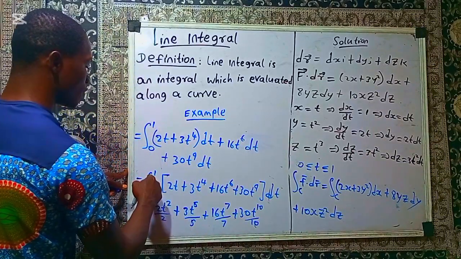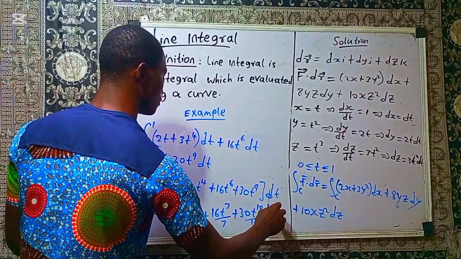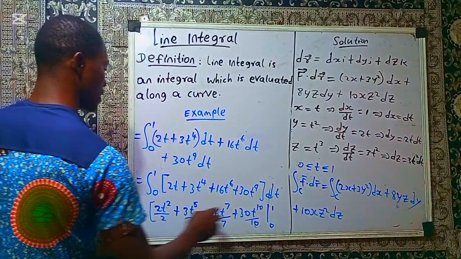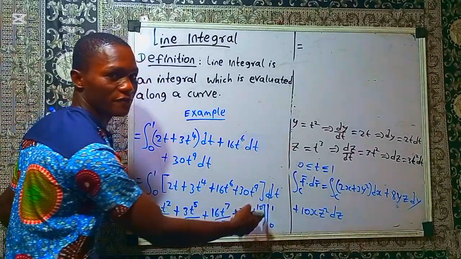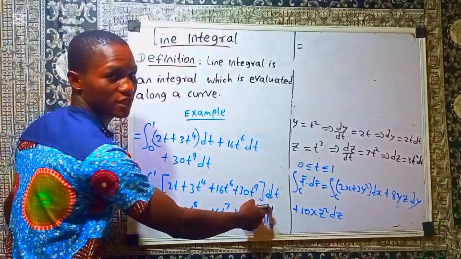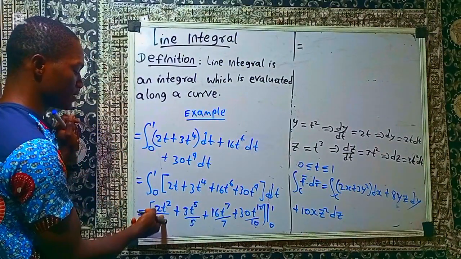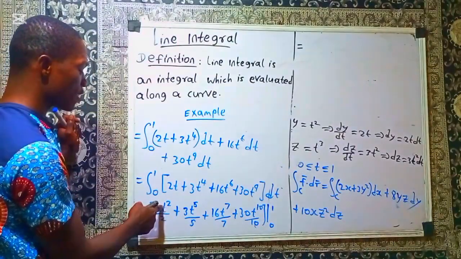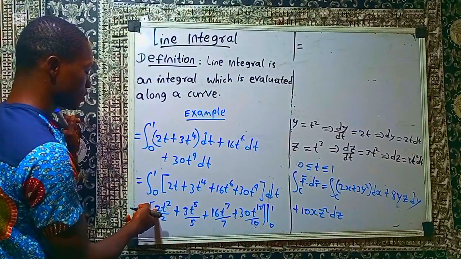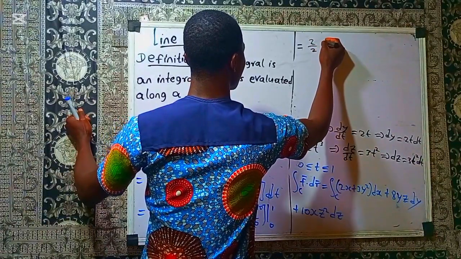So evaluated, what's the range of our integration? Range is from 0 to 1. That's the range of the integration. So let's put our first range. Our first range is 1. So anywhere you see t here, replace t with 1. So if you put 1 here, you are going to have 1 squared is still 1. So you are going to basically be having 2 over 2 here.